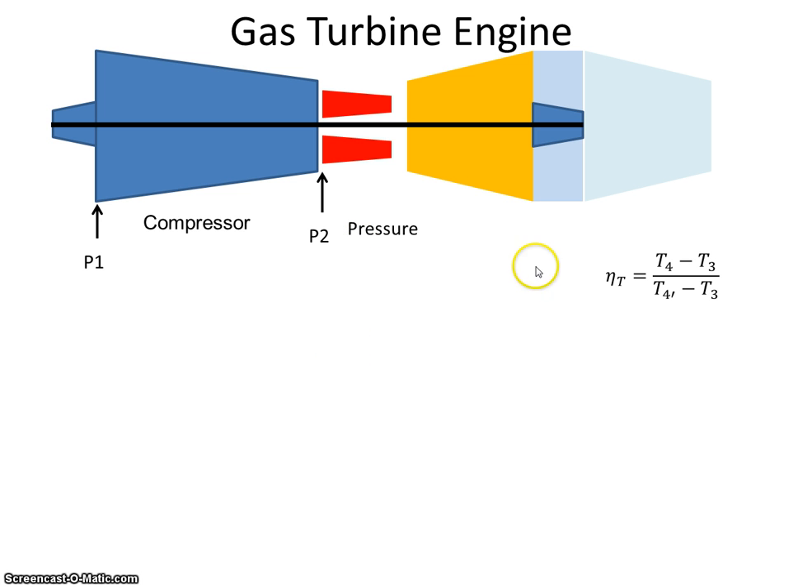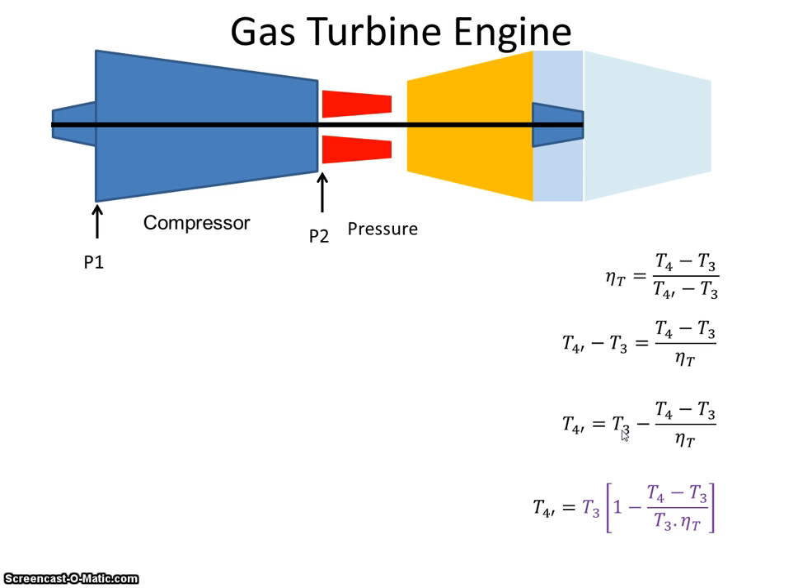Similarly, in that previous video, we saw that the efficiency of a turbine was equal to this. So bring the T4 and T3 up and the efficiency down. I get that. Bringing T3 across to this side, change the sign. And taking T3 outside the brackets, I get T3 goes into there once, minus T4 over T3, minus T3 over T3.